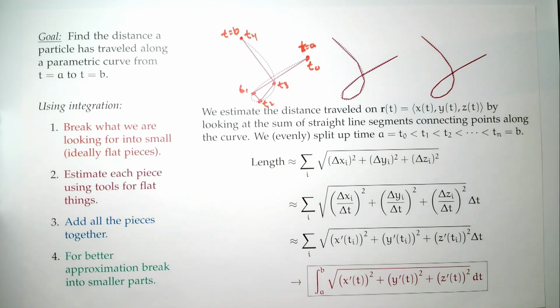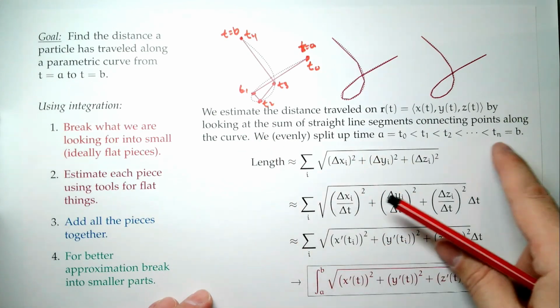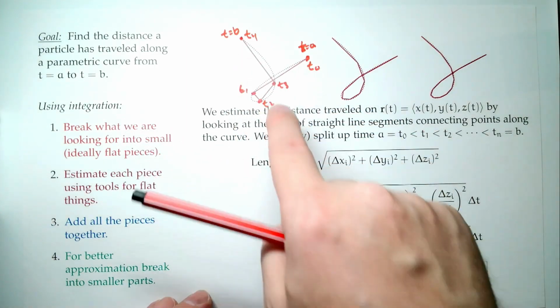As we get a better approximation, the difference goes away. That's the beauty of integration. All right, so again, this is what this is saying. We're breaking our time up, and so that's what happens. I broke time up, and it splits up the curve.